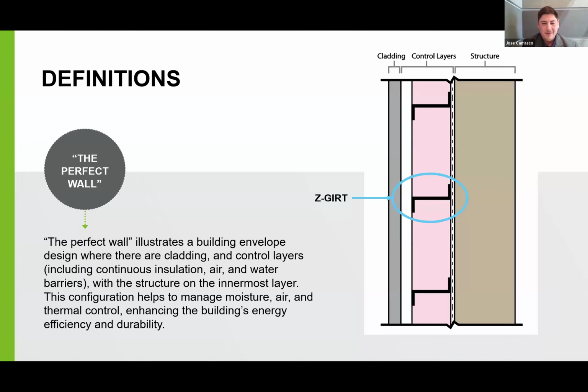So your first layer of defense will be your cladding. Anything that perhaps makes its way beyond that will run into the control layers. That's where you have your Z-girts and your continuous insulation, as well as your other barriers. And again, this is all working to manage and mitigate any moisture, air, or thermal control penetrating the structure of the building itself.